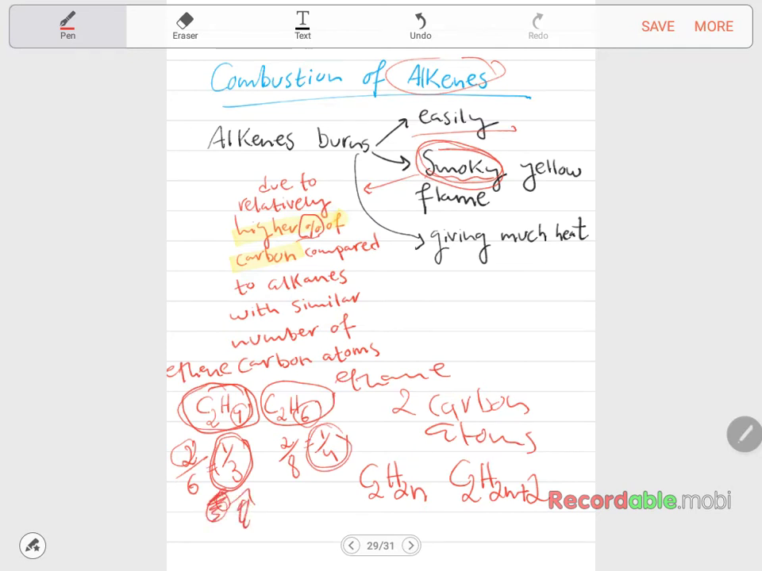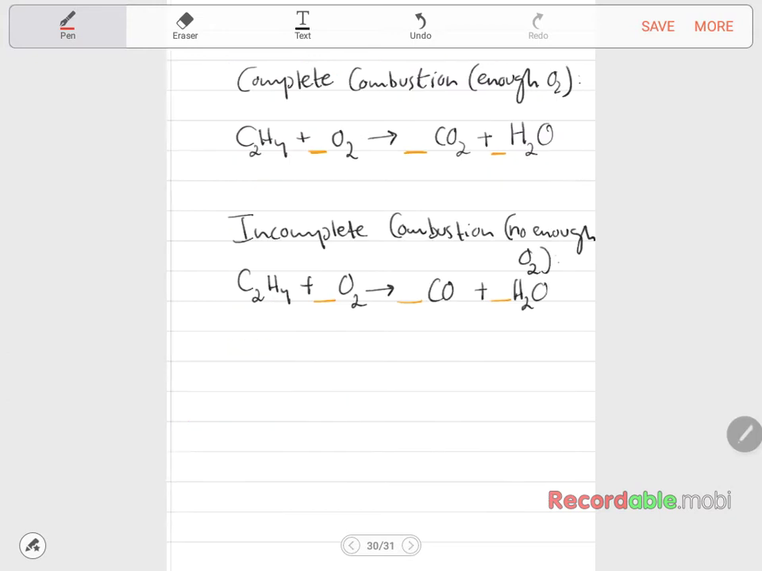It's a much higher percentage, and that's why it leads to a smokier flame in comparison to alkanes, a smoky yellow flame, and it gives much heat. I hope you got this point, but if you just can't really understand what I have said, just know that it gives a smoky yellow flame due to a higher percentage of carbon.